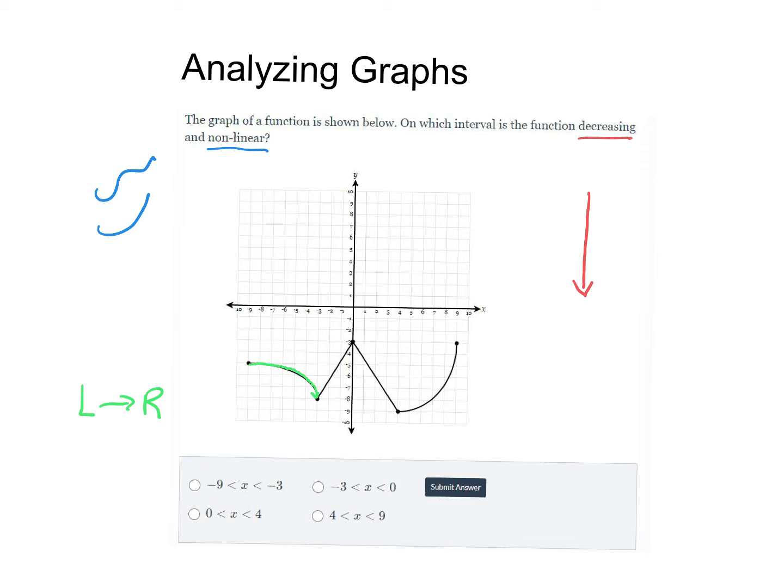And I'll use my green pen again and I'll say here at -9 is when it starts that descent and it stops at -3. So I'm looking for x's that are between -9 and -3. So right away I can rule out these two choices, and then I can rule out this one as well because I have a 0 and -3 is on the wrong side. So the way I read this is my x's are between -9, they don't include -9, and -3. So my choice would be between -9 and -3.